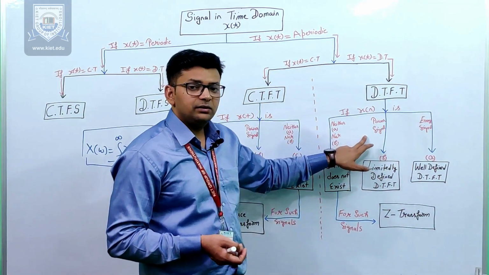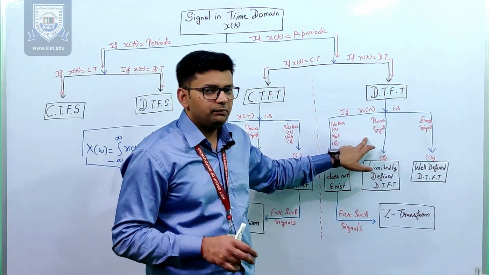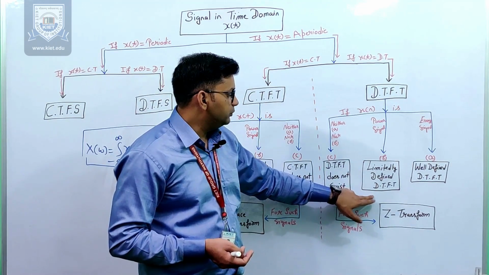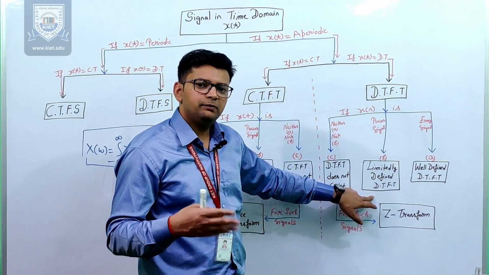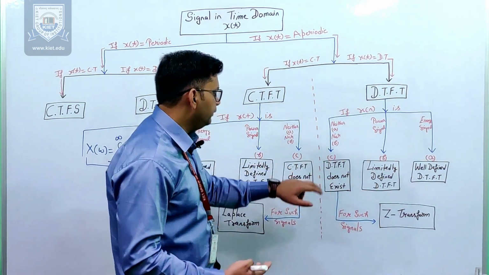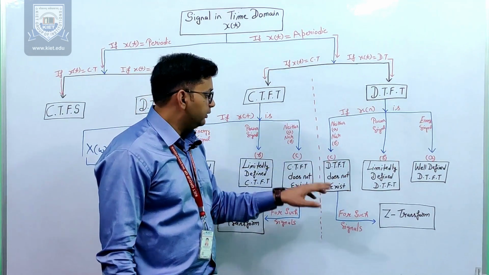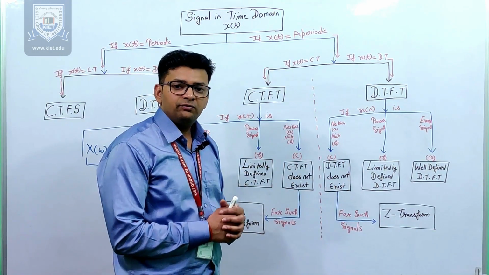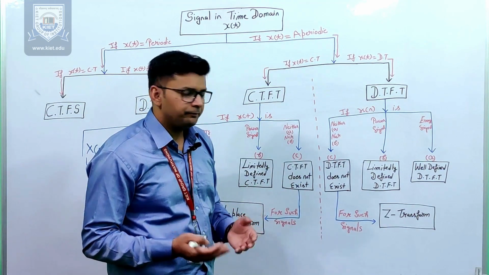Whereas if my signal is power signal, if we can say signal is not absolutely summable but it is bounded, then we will calculate the Fourier transform of the signals with the help of some intermediate properties. Again, if my signal is neither energy nor power signal, then the discrete time Fourier transform fails to explain frequency domain representation of such signals, okay?